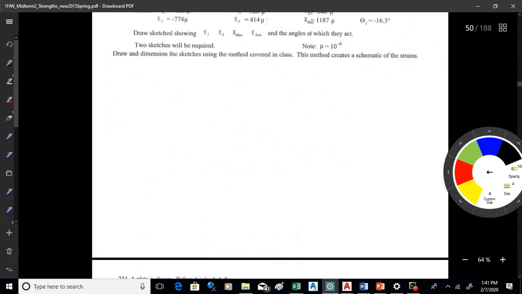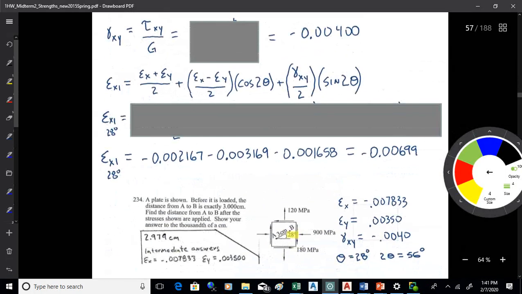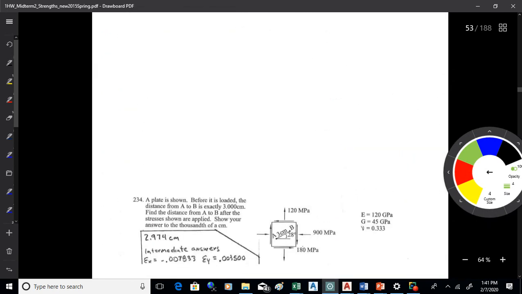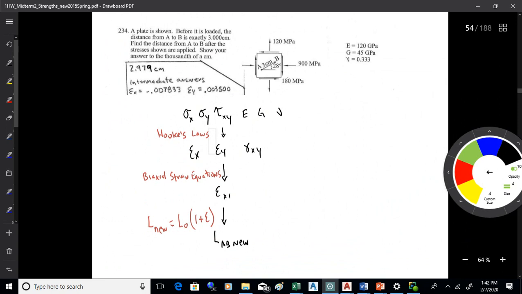All right, 234 is kind of a long problem, but it's worthwhile to kind of understand it. What you want to do, you're given the stresses that act on this plate. You're also given the fact that you've got a line from A to B that's 3 centimeters long and makes a 28-degree angle with the horizontal. So you have to go through this series of steps to get to the new length of the line, because what we want to know is if we have that 3 centimeter line from A to B on that plate when there's no load on it, then we stress it as shown. How long is it going to be?